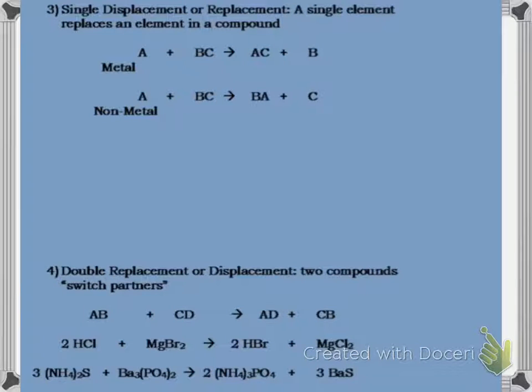Single displacement or replacement is very similar to double replacement. The pattern of the idea of a switch occurring is the same, but what differs is what's switching. Notice here that you have an element reacting with a compound.